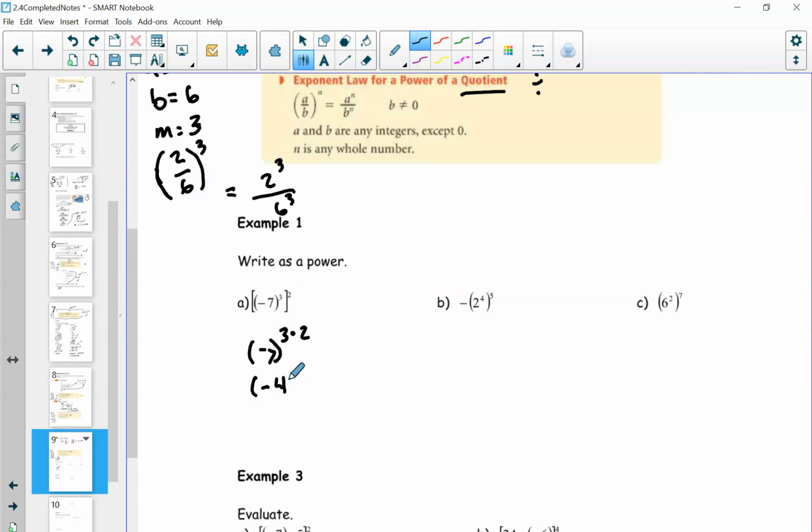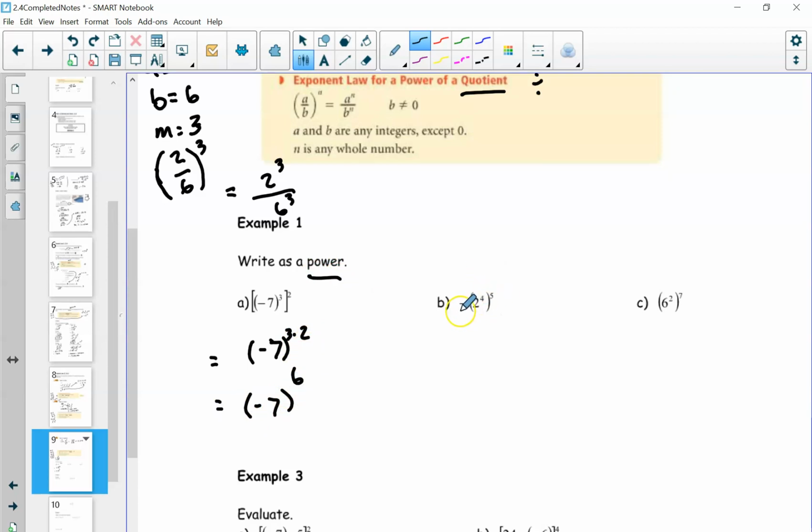So this is -7, this is -7, not negative 4. Okay, so, oh, I erased something here. This should be 7, and then 3 times 2. So our final answer, because we want to write it as a power, is negative 7. 3 times 2 is 6.